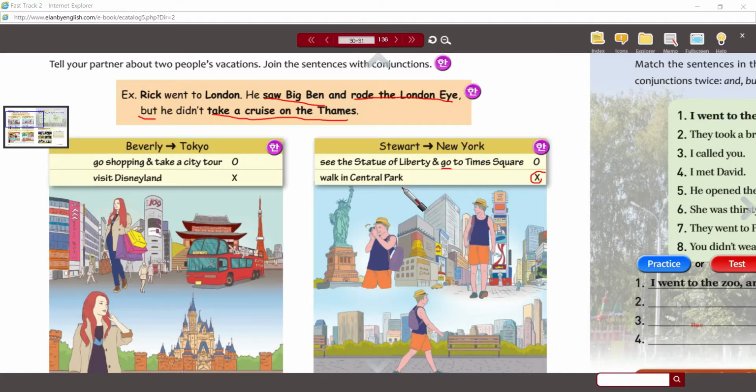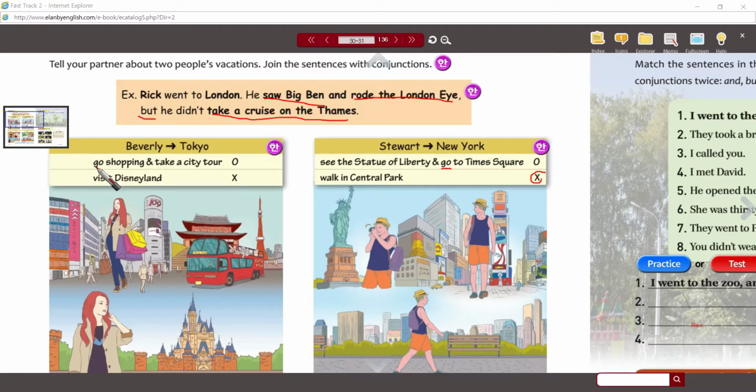Okay. So you see when we're talking about Rick or Beverly or Stuart, okay, we're talking about events in the past. Okay? They were talking about their vacations that they went on. So Rick went to, he's not going to London. It's not like he is going to go to London or that he goes to London regularly. He went there. And Beverly went to Tokyo. Stuart went to New York.